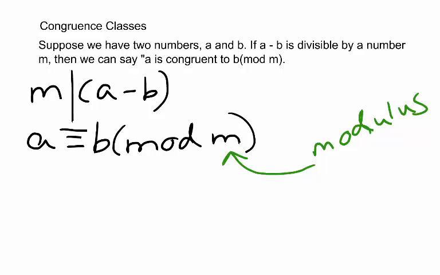This creates an equivalence relation on the set of integers. In other words, it divides integers into a set of equivalence classes, also called congruence classes. Let's take a look at one congruence class. Let's consider the congruence classes which correspond to modulo 4.